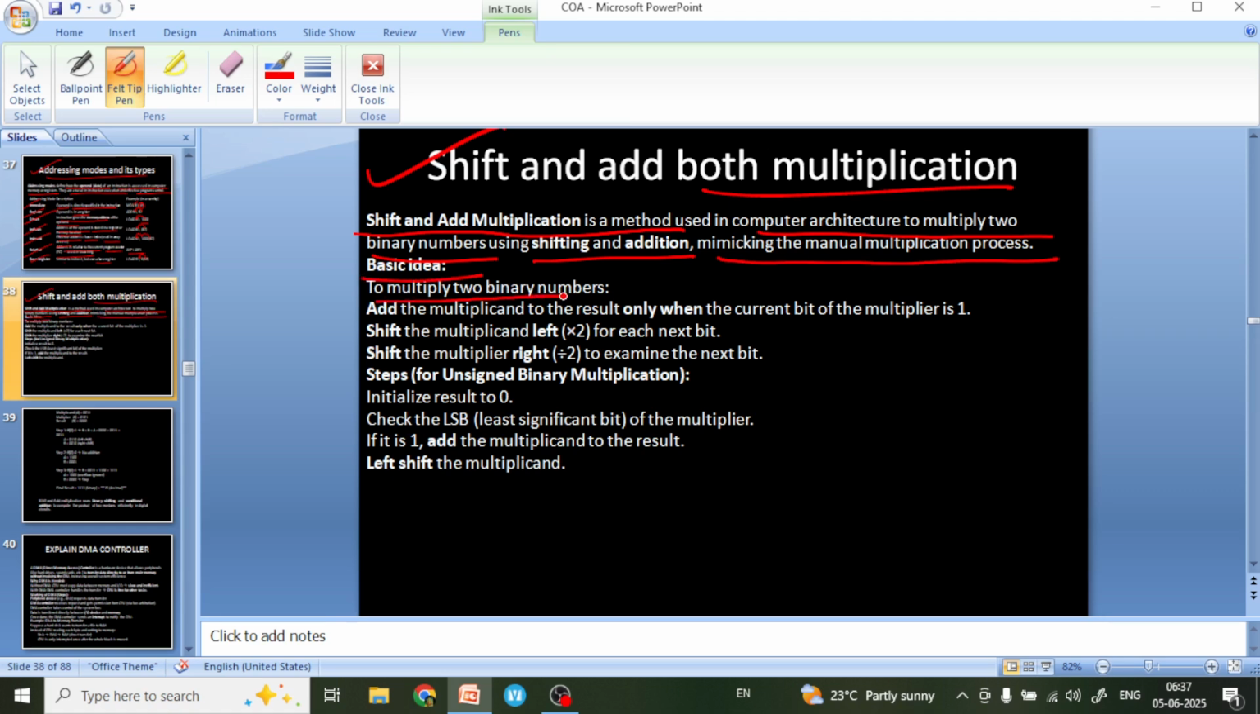Basic idea: to multiply two binary numbers, add the multiplicand to the result only when the current bit of the multiplier is 1, and shift the multiplicand left (multiply by 2) for each next bit. Shift the multiplier right (divide by 2) to examine the next bit. Steps for unsigned binary multiplication: initialize the result to 0, check the LSB, the least significant bit of the multiplier, and if it is 1, then add the multiplicand to the result, and left shift the multiplicand.